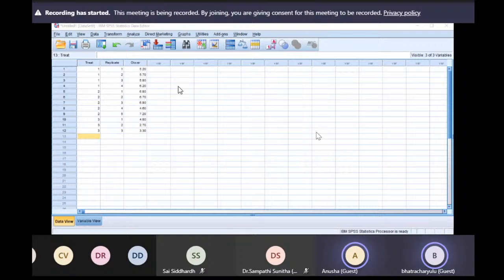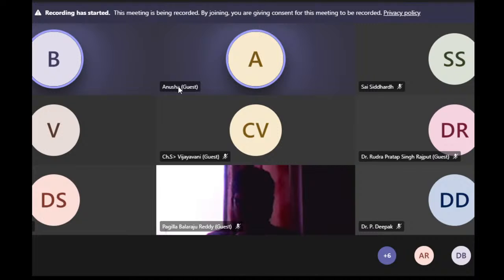Now I will give the two-way classification. Okay. So in the two-way classification, just select the other one. Anusha, you enter some data of two-way classification. Treatment one exactly 5 times, and treatment 2, 5 times, and 3 also 5 times.